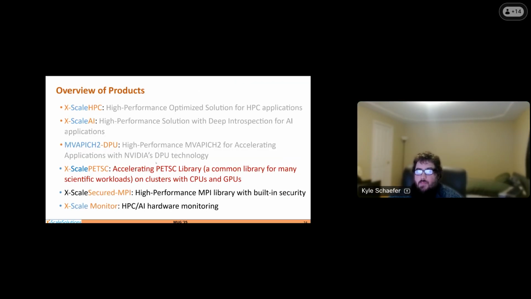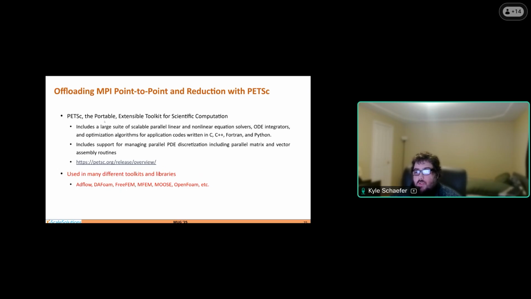And here's an example offloading point-to-point. We're offloading Isend and Irecv. We're using a 3D stencil benchmark, and we're overlapping computation with data exchange. And here we can see up to 18% benefit.